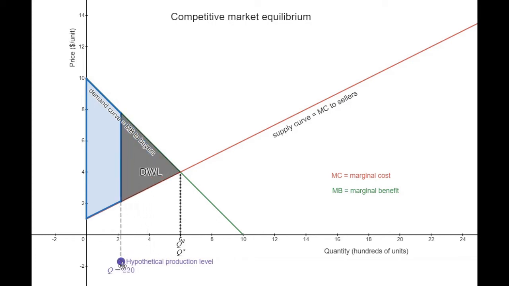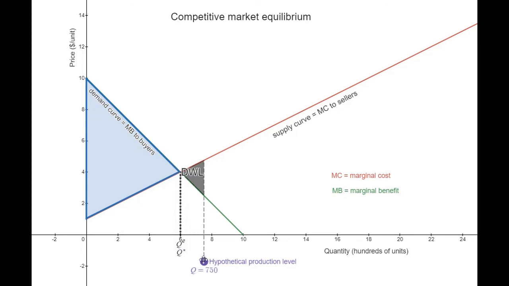So the further away we are from Q star, which is the same as QE here, the more deadweight loss there is. If somehow we were to be above that ideal level, there would again be deadweight loss because each of these additional units would create a negative net surplus in society.